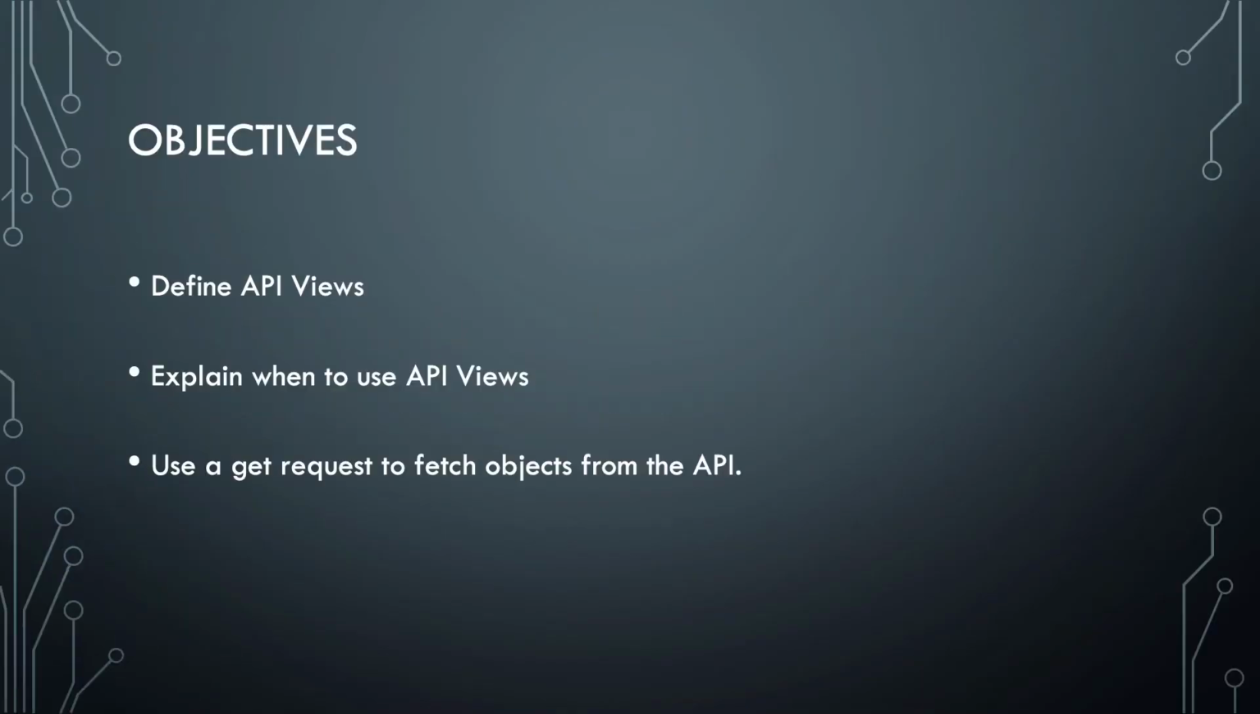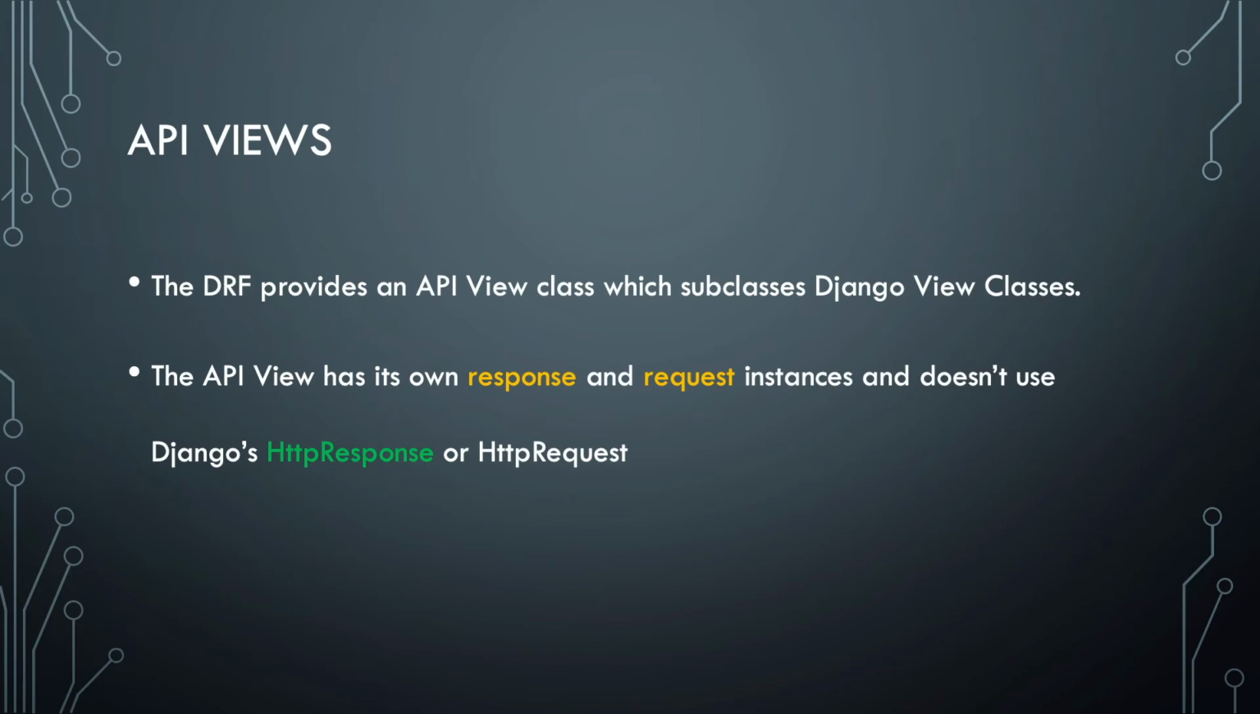In this section, we're going to define API views, explain when to use API views, and use a GET request to fetch objects from the API. The Django REST Framework provides an APIView class, which subclasses Django view classes. The APIView has its own response and request instances and doesn't use Django's HttpResponse or HttpRequest.